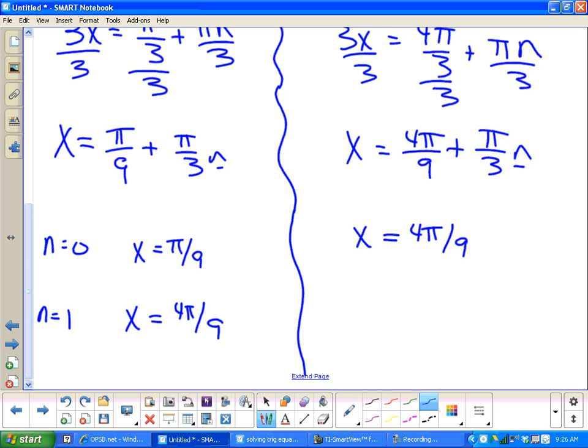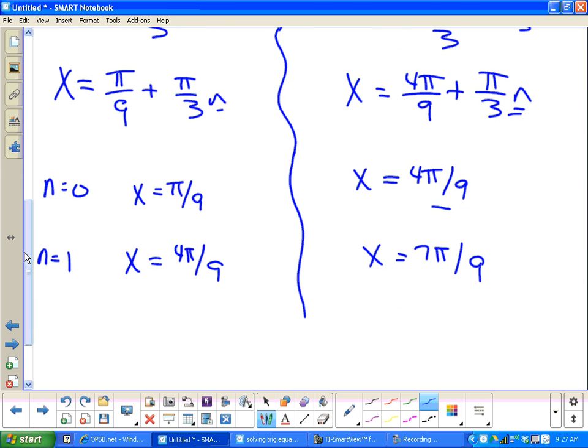Now, that's actually redundant, isn't it? Because that's what we got here. So we found the same solution again. No big deal. Now let's let n equal 1 up here. So what could I punch in? 4/9 plus 1/3 is 7/9. So we get x equals 7 pi over 9. Now let's see, we're still less than 2 pi, aren't we? So let's let n equal 2.